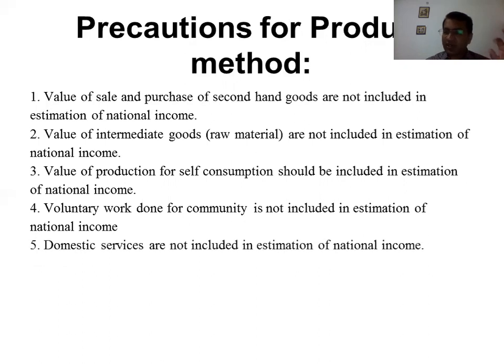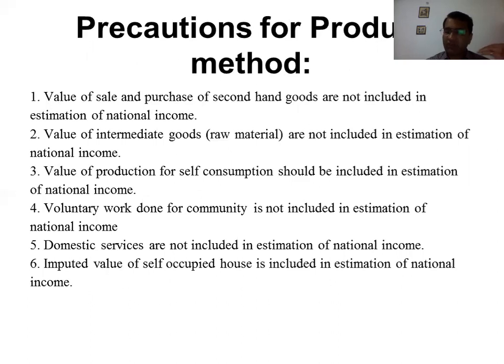Domestic services are not included in estimation of national income. This means if the wife or mother is doing a job at home, that will not be included. The domestic services are not included. If a doctor works at home as a gardener, his service is not included in the national income. But if a gardener is working as a servant, providing a service, then that service will be included.